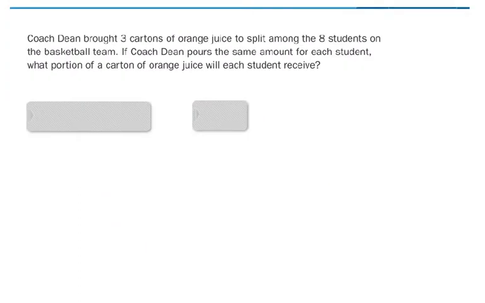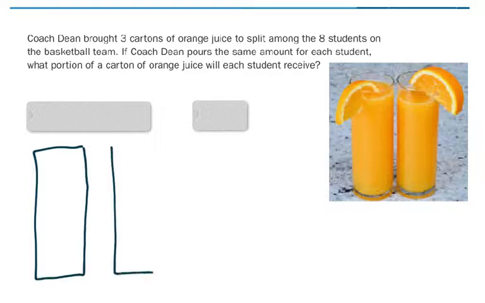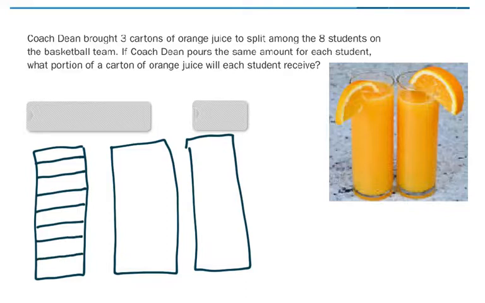All right, Coach Dean brought 3 cartons of orange juice to split among the 8 students on the basketball team. If Coach Dean pours the same amount for each student, what portion of a carton of orange juice will each student get? Let's go ahead and draw those 3 cartons on our whiteboard. 1, 2, 3. And we have 8 students, so we need to divide it into 1, 2, 3, 4, 5, 6, 7, 8 equal parts. Go ahead and do this with me on your whiteboard.